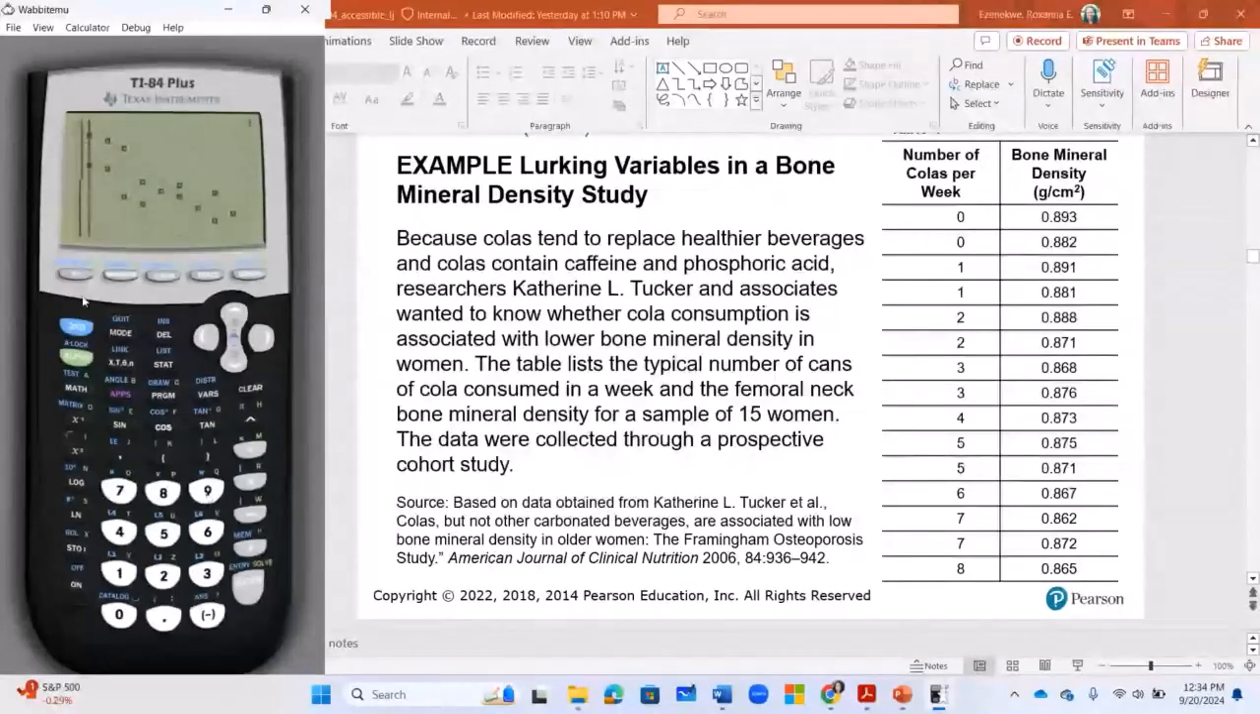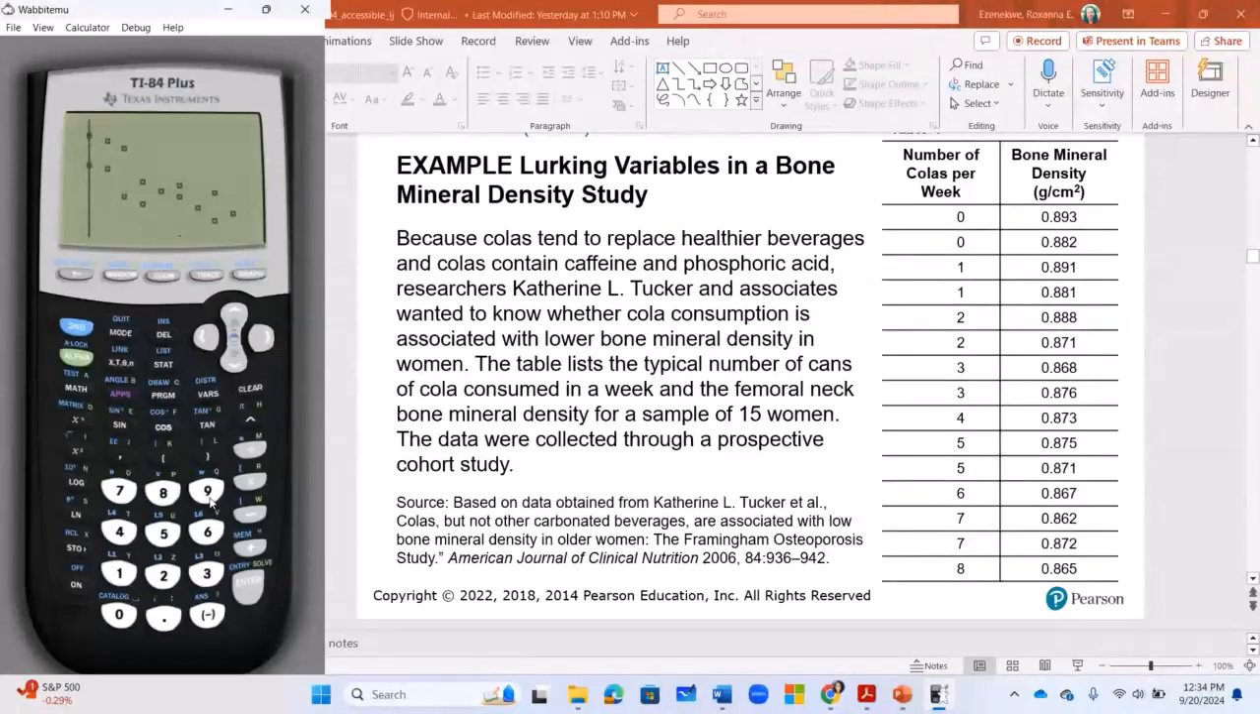Before I do this, I will check that I need to clear my Y1. Then I zoom 9 again, zoom 9. All right, so when I eyeball my scatter plot, it looks like the line of best fit will have a negative slope.